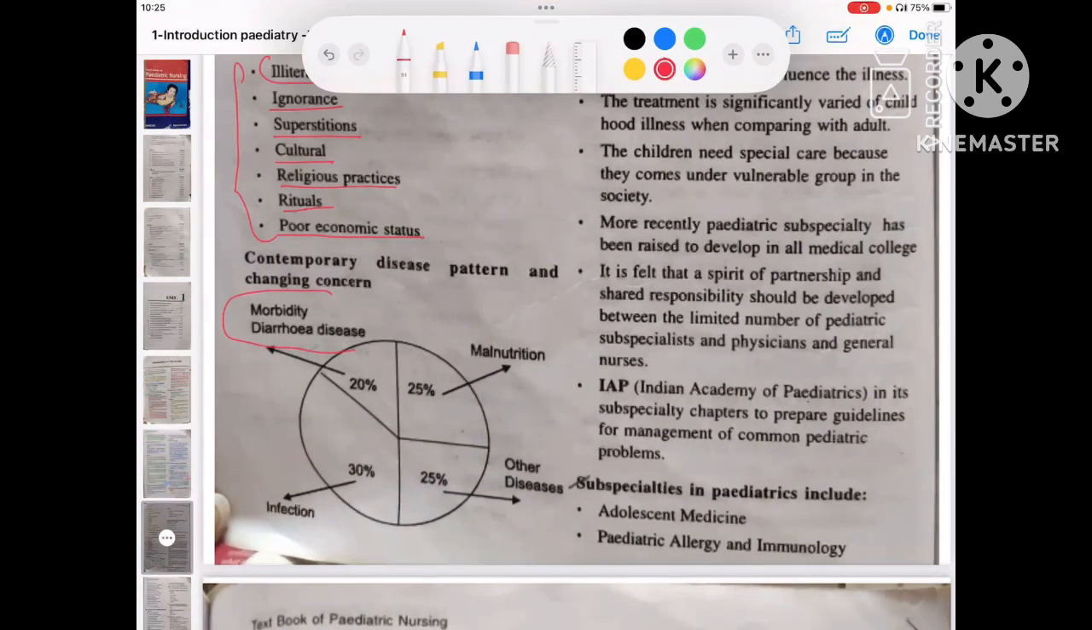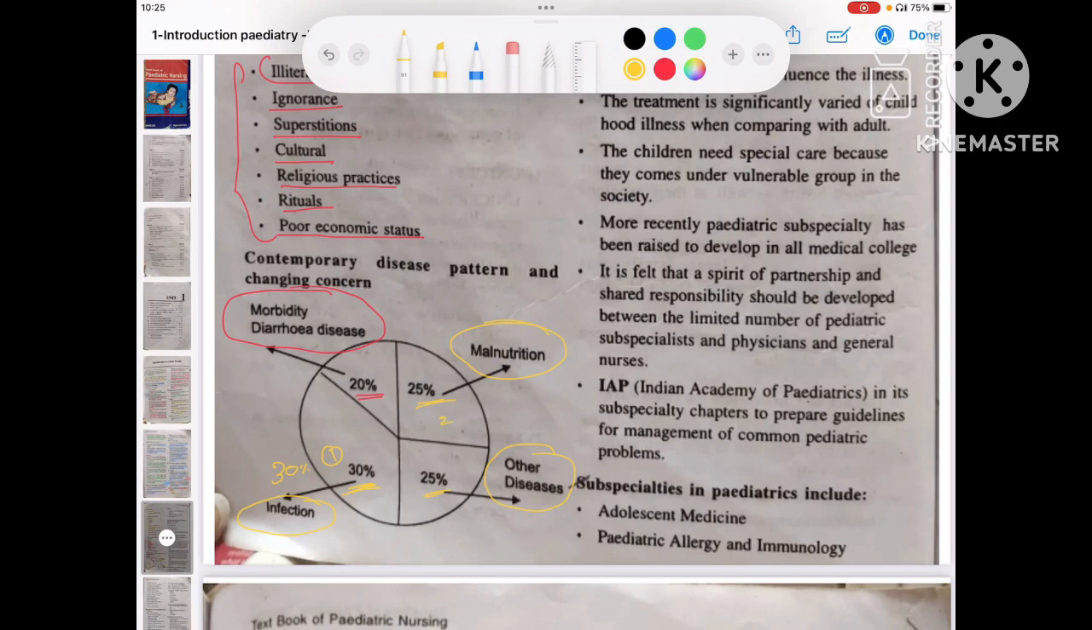Here, the morbidity diarrhea percentage they have given is 2 percent, malnutrition 25 percent, infection 30 percent, and other diseases 25 percent. We can see that infection, at 30 percent, is affecting the children the most. So that is the infection. This is the first one.